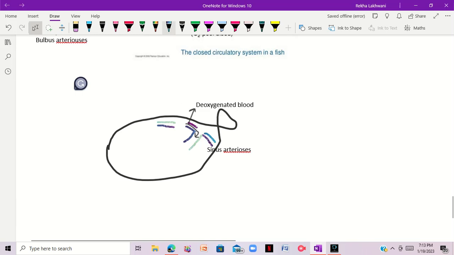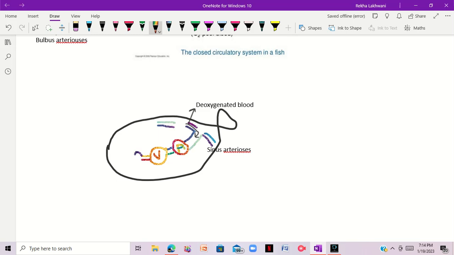After this, the deoxygenated blood will be passed and it will go to the atrium. Then from the atrium it will go to the ventricle. Then from the ventricle, basically there is a bulb-like structure. You can see the swollen part, right? Basically after the ventricle we have the ventral aorta.